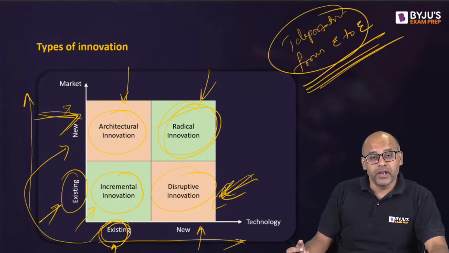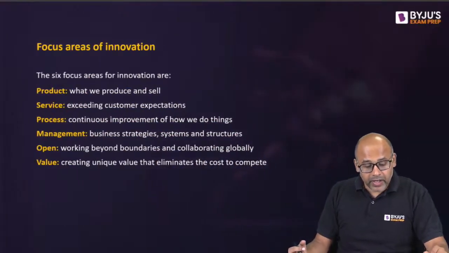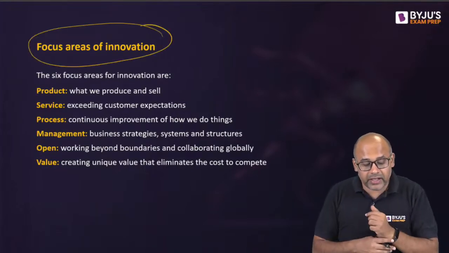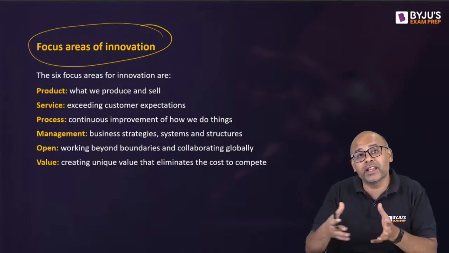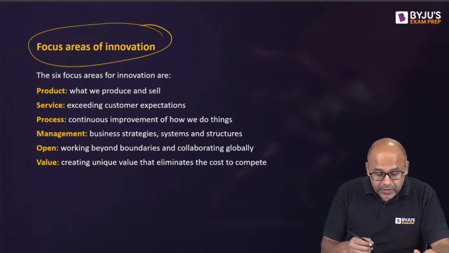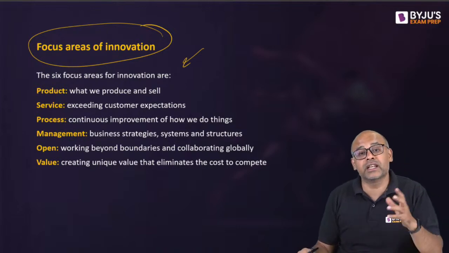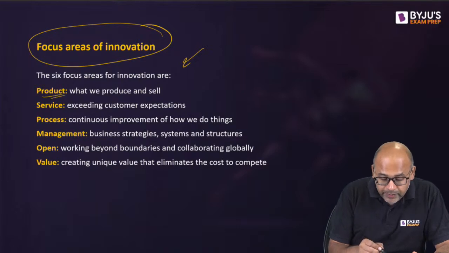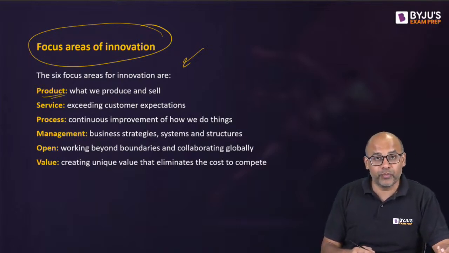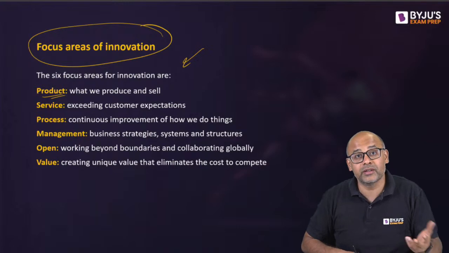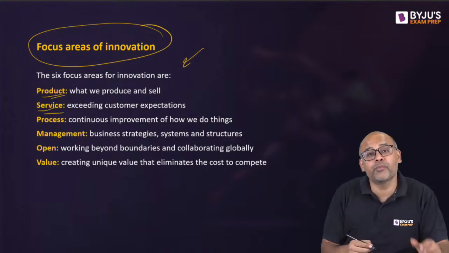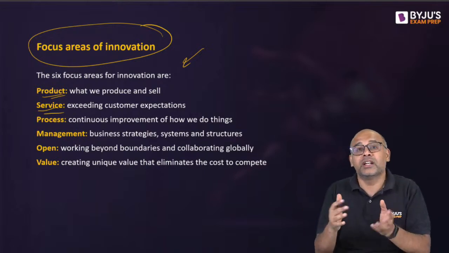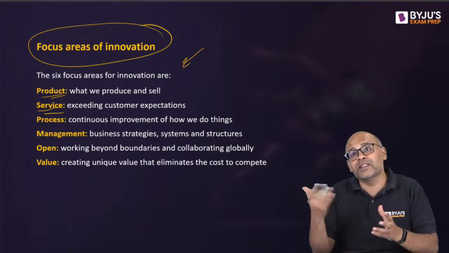Okay? Right. Now, focus areas of innovation. If you are trying to look at innovating, what are the areas in which you can do this kind of innovation? So the six focus areas, and it does well for you to remember the names at least, is one, product, what we produce and sell. Obviously that's where you can innovate the kind of product. Service, see, product and service go hand in hand. Product is something that is tangible. Typically, even service can be called a product.